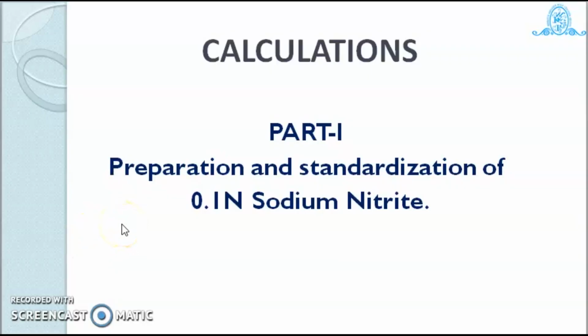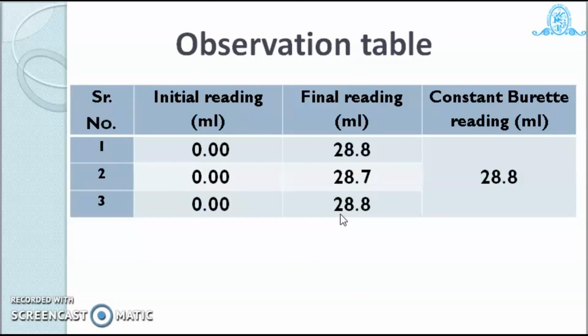Students, let us see the calculation part for our today's practical, the assay of Dapsone. Part 1 of the calculation is for the preparation and standardization of 0.1 normal sodium nitrite. We have to find out the normality of the sodium nitrite solution. The observation table has the initial burette reading, the final burette reading, and the constant burette reading. By performing the 3 titrations, we have got a final burette reading of 28.8. That will be your constant burette reading, and this value we have to consider for the calculation. So let us see the next calculation part.